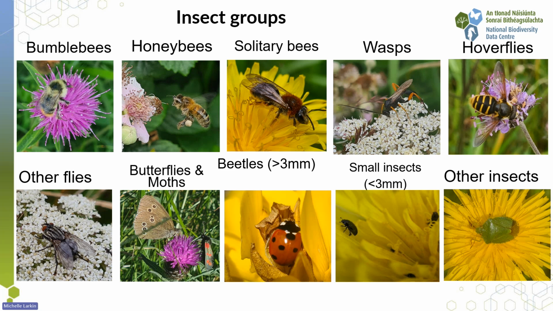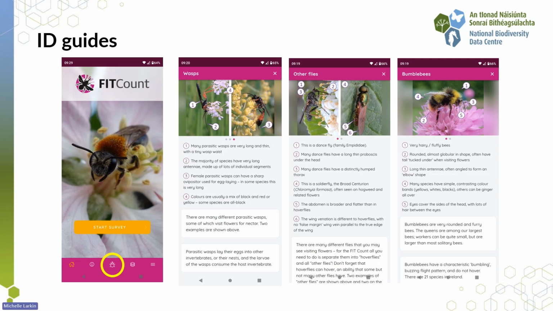So the broad insect groups are bumblebees, honeybees, solitary bees, wasps, hoverflies, other flies, butterflies and moths, beetles that are larger than 3 millimeters, all small insects that are below 3 millimeters, and other insects. I'll just briefly introduce each of these groups here. But before I get into that, these are the ID guides you'd find within the app. If you click on the little beetle icon here, it'll bring up all these ID guides.